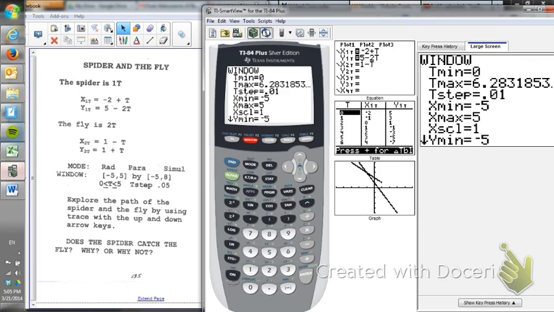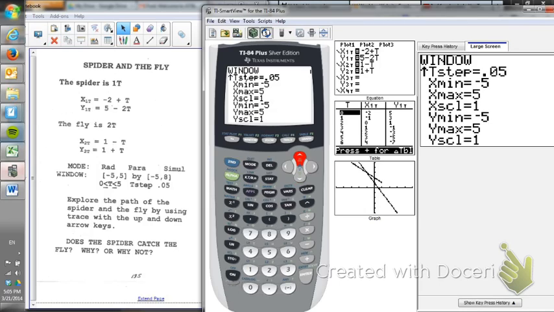Then it gives me some window settings. My t min is 0, my t max is 5, my t step is 0.05, my x min is -5, x max is 5, my y min is -5, and my y max is 8. So remember, one of these equations is a spider, one of these equations is a fly. We're going to see by looking at this if the spider and the fly are going to intersect.